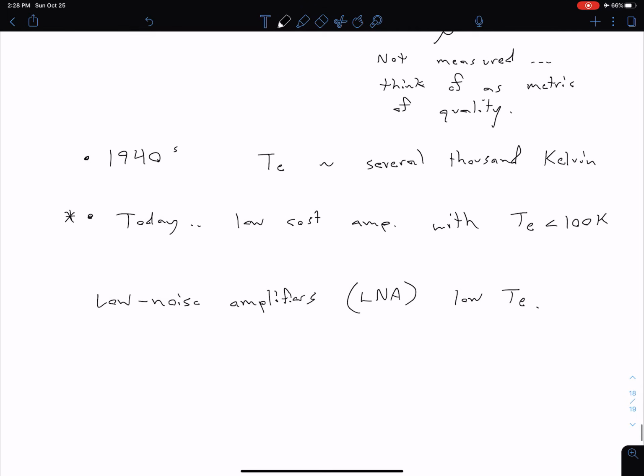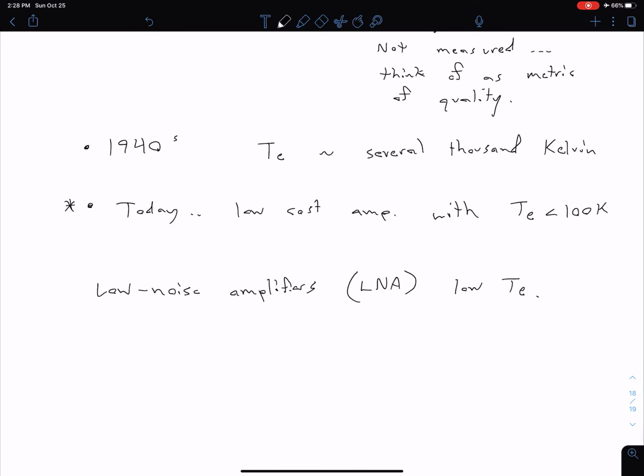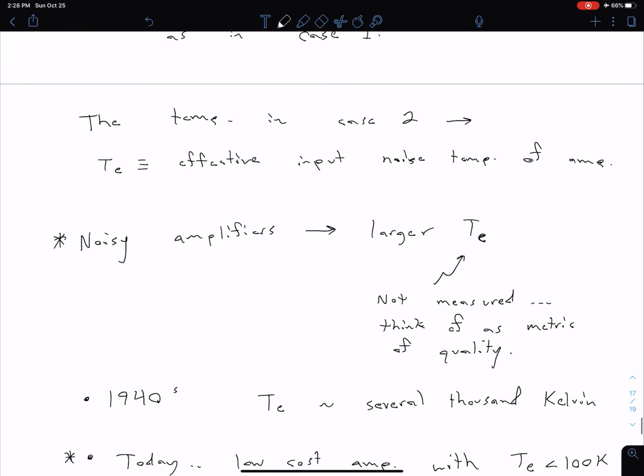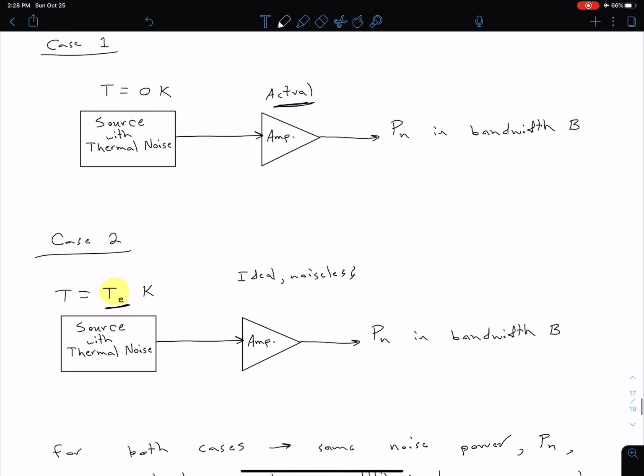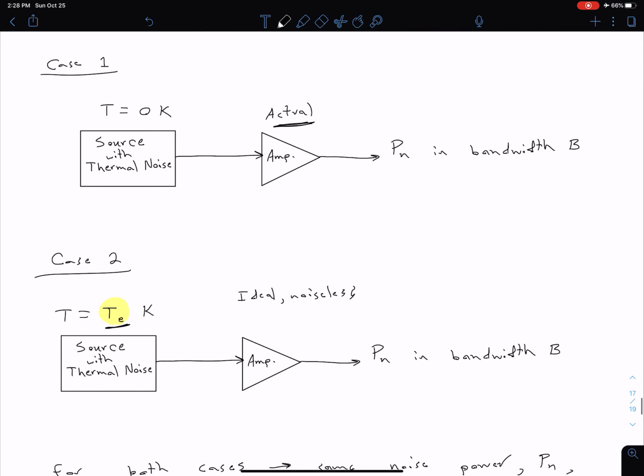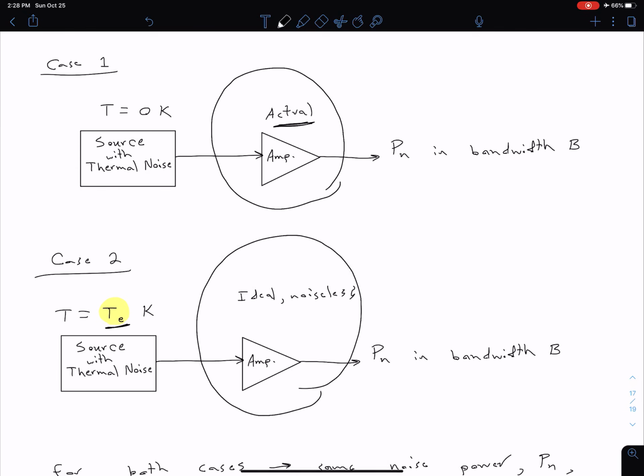In the next video, we're going to start considering this: here we've talked about an effective input temperature for an amplifier, so for one component. But in reality, we have all of these things cascaded together. So how do we find an effective input temperature of a system?